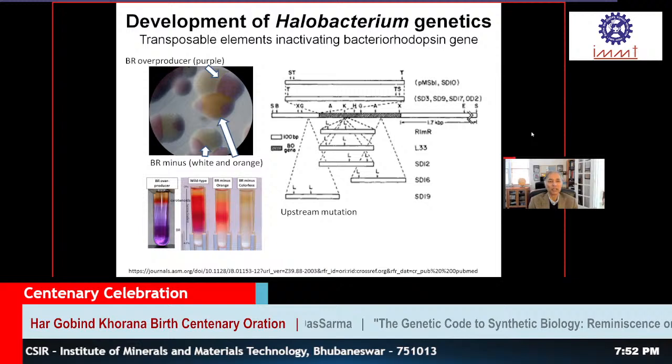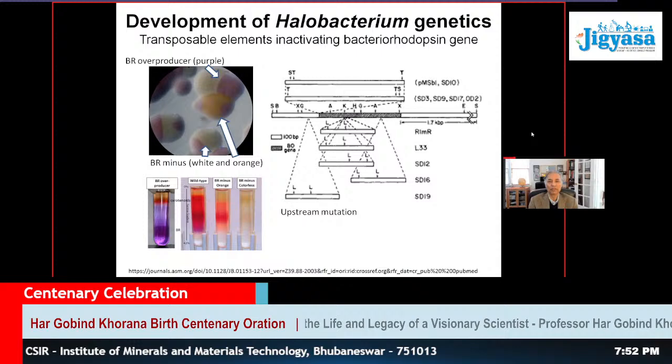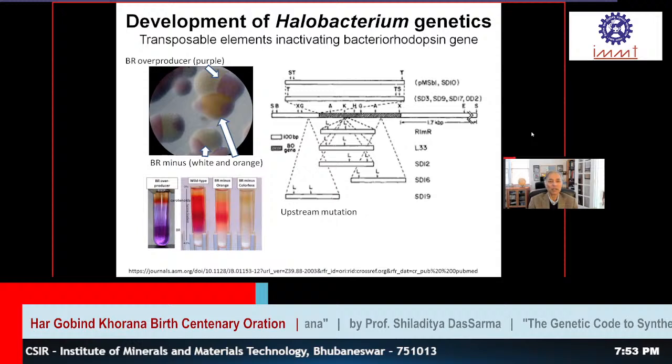Khorana's lab was the development of Halobacterium genetics. And in particular, we discovered transposable elements which inactivate the bacteriorhodopsin gene. So mutants of the Halobacterium bacteriorhodopsin overproducer were observed at high frequency.